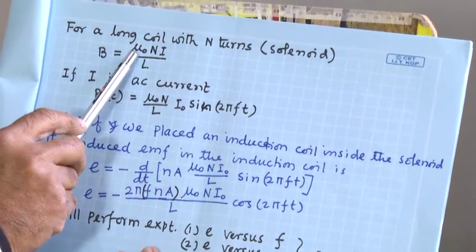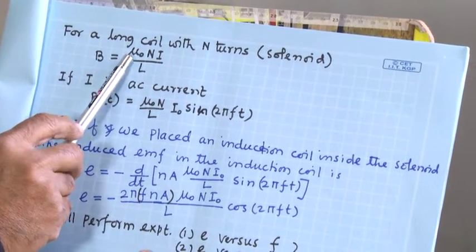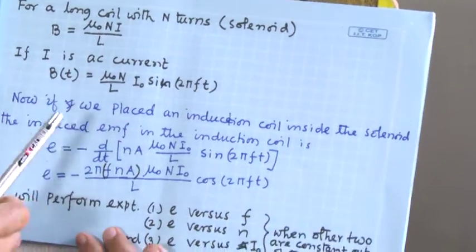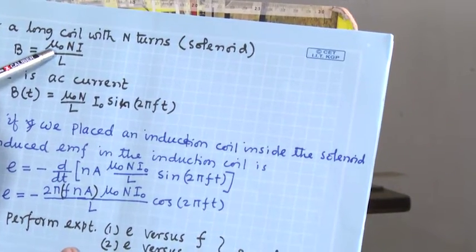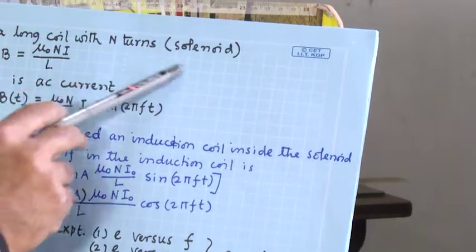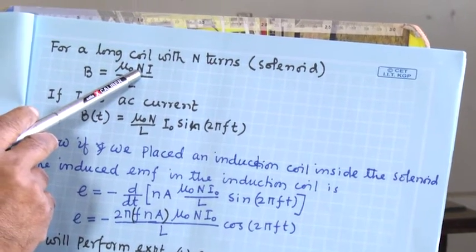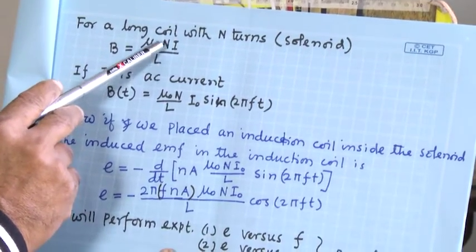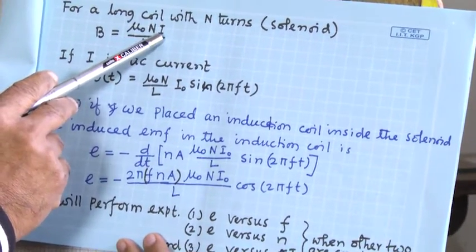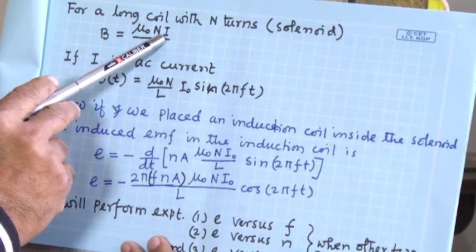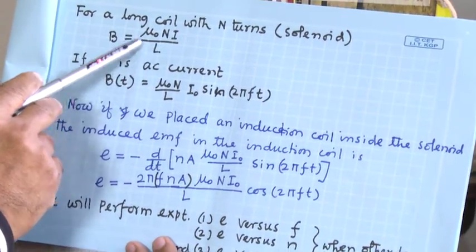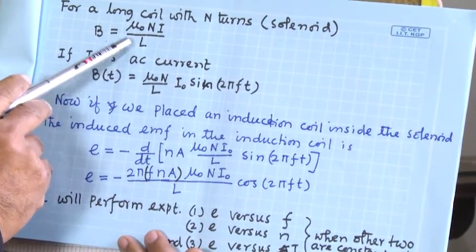So, mu 0 is basically the permeability of the medium in the solenoid. N is the total number of turns in the solenoid. I is the current flowing in the solenoid, and L, capital L, is the length of the solenoid.